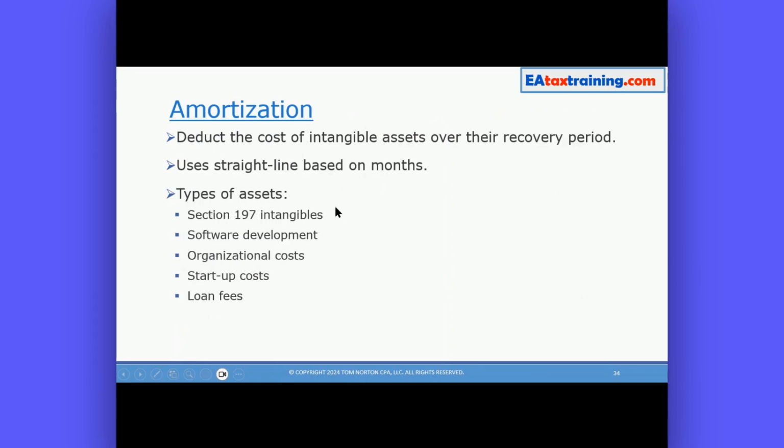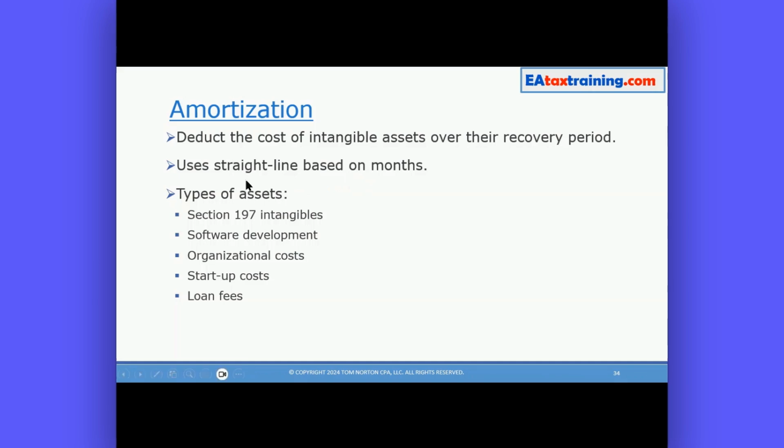Amortization. This is where you deduct the cost of intangible assets over their recovery period. It uses straight line only, and it's based on months. So when you see amortization, you'll usually see it in terms of the number of months. And when we compute it, we just always use months. So you look at what month it was purchased, you get a certain number of months. And so you just use how many months you had in that year. And that's how much you amortize it on a straight line basis.